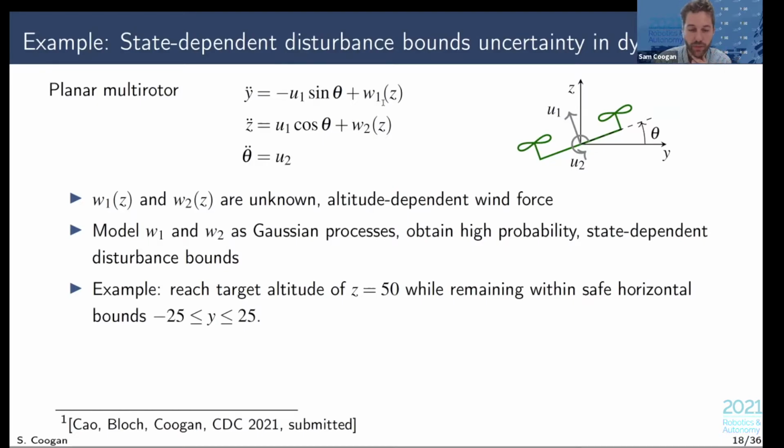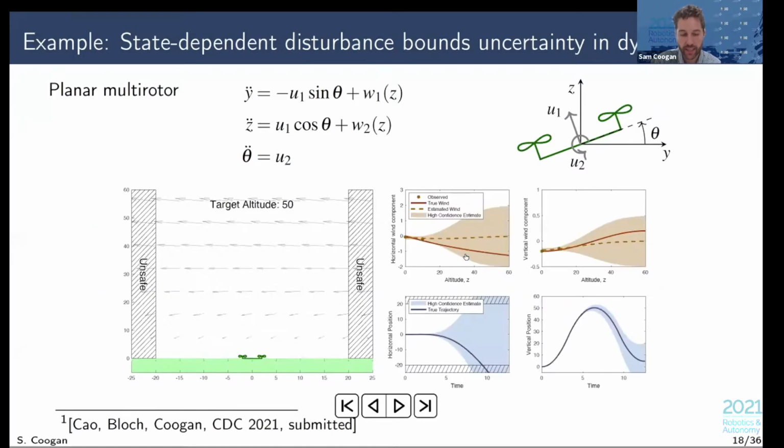And then we can imagine this multirotor, for example, flying in an unknown wind field. So there's a presence of wind that affects both the horizontal and vertical acceleration. And for this particular example, we can assume that this unknown wind component is a function of just the altitude. So what one could imagine doing is attempting to model this unknown wind disturbance as a Gaussian process. The Gaussian process will provide upper and lower high probability bounds on the possible wind disturbance for any hyperrectangle of states that constitute the system state. And so, for example, you can imagine a target control objective where one is trying to reach a target altitude of, say, z equal to 50 while remaining within some safe horizontal bound.